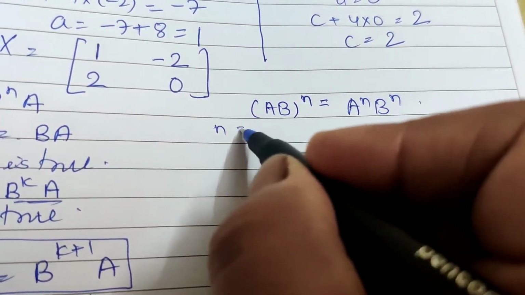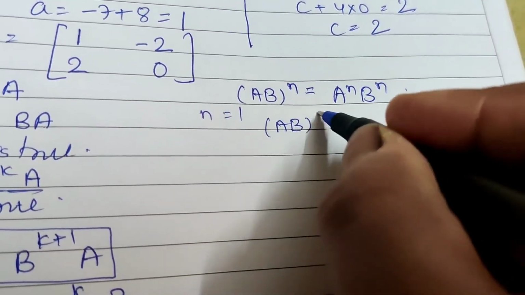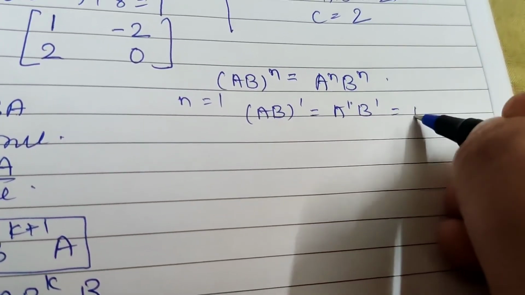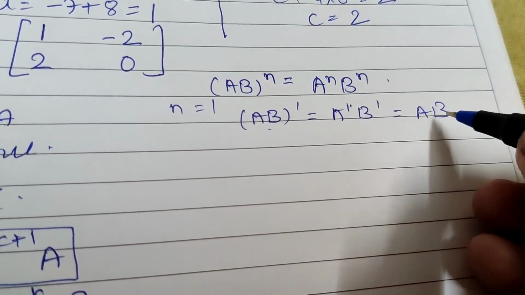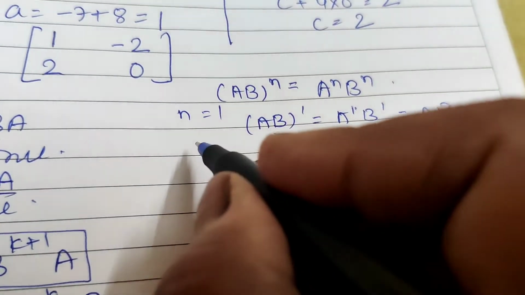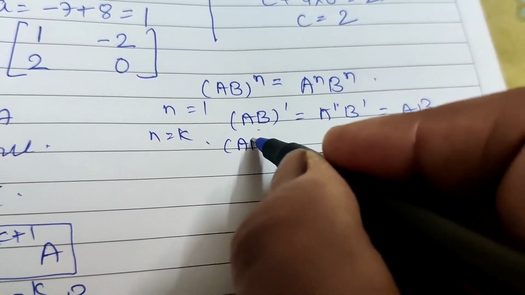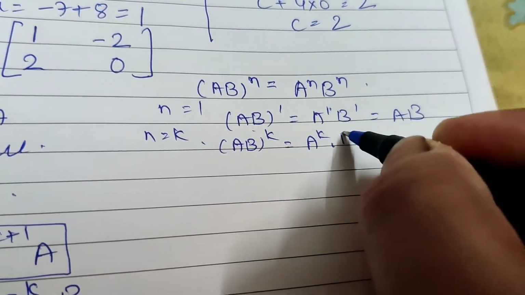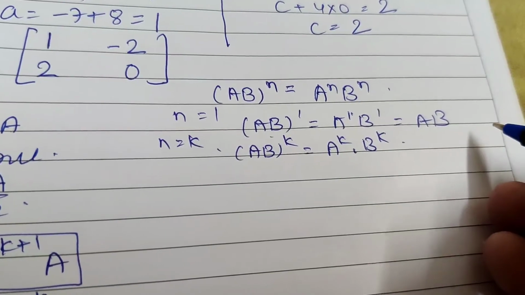First we have to take n equal to 1. Then (ab) raised to power 1 equal to a^1 b^1, which is equal to ab. ab equal to ab is given. Okay. If we put n equal to k, then (ab) raised to power k equal to a raised to power k into b raised to power k. This is also true. ये भी result true है.